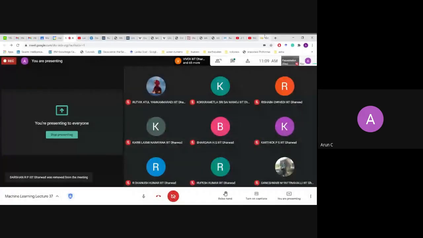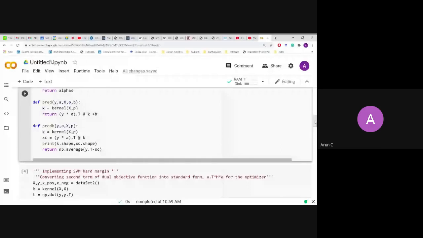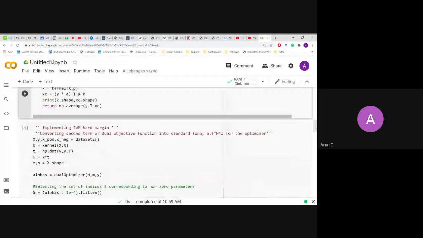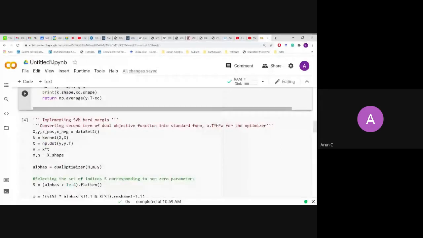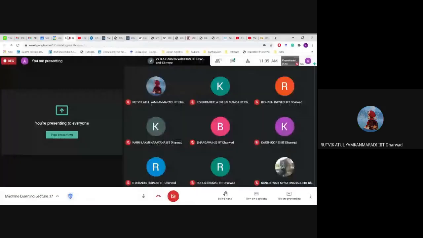Right. So this is what we can then implement as a support vector machine. Can you see the code, guys? Can you see the code? Yes, sir.